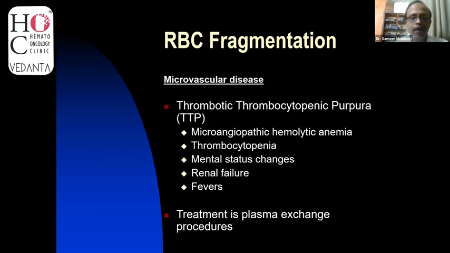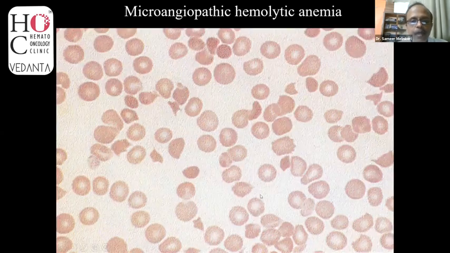Okay. So TTP, again: microangiopathic hemolytic anemia, thrombocytopenia, altered mental status, renal failure, and fever. The pentad of TTP. Treatment is plasma exchange. These are schistocytes, right? Now, it is very, very important for a pathologist to report that the patient has schistocytes. It's very important to recognize this condition and think of it and ask your pathologist, what are you seeing in the peripheral blood?